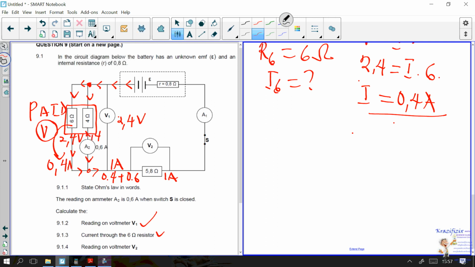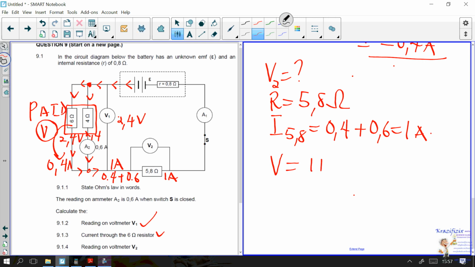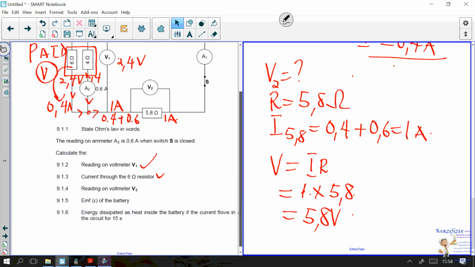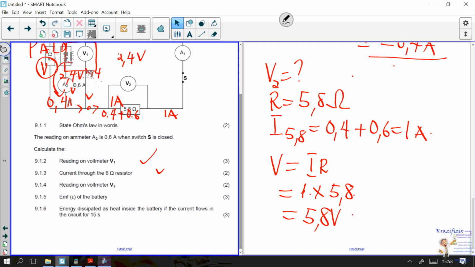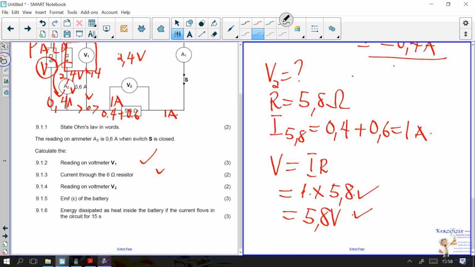So V2 is unknown. But now, R is 5,8. What is the current through 5,8? It is 0,4 plus 0,6, 1 A. Already, V equals IR. What is my V? Current is 1 multiplied by 5,8. What's our answer? 5,8 volts. That should be 4 marks, or let's see, is it 4? Reading on V2. Okay, it's 2 marks. Already we've given a mark for this before, 1 and then 2 there.